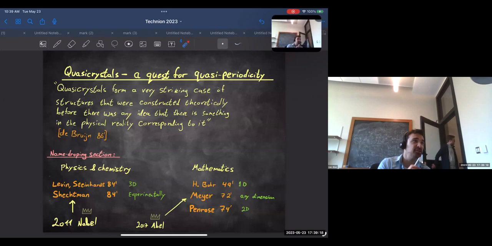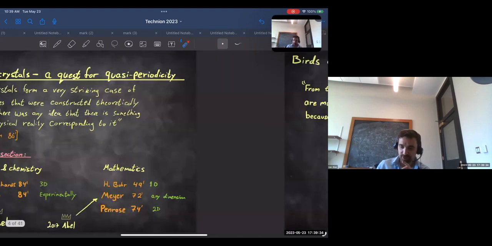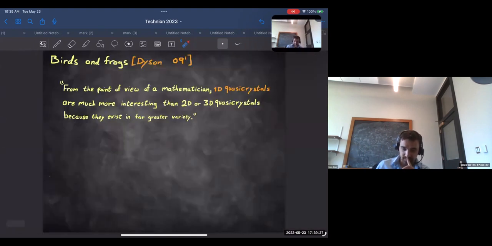that there can be in nature materials that have a non-periodic structure, but something which is close enough to a periodic structure to have a diffraction pattern. So don't worry if you don't understand any of the things I just said. It's just some motivation.